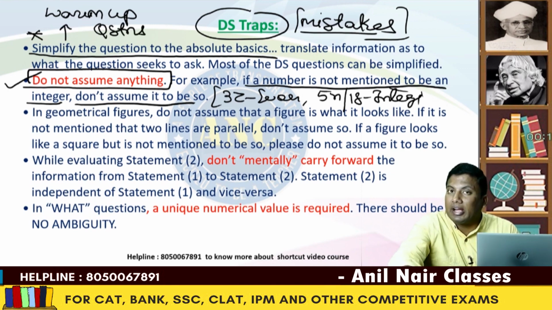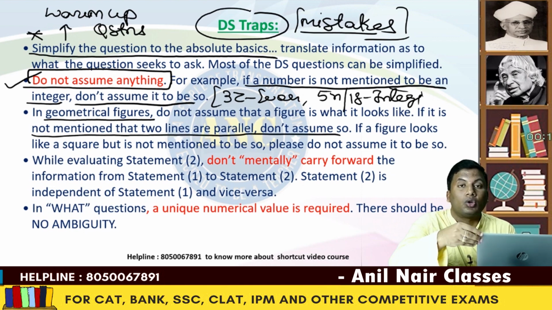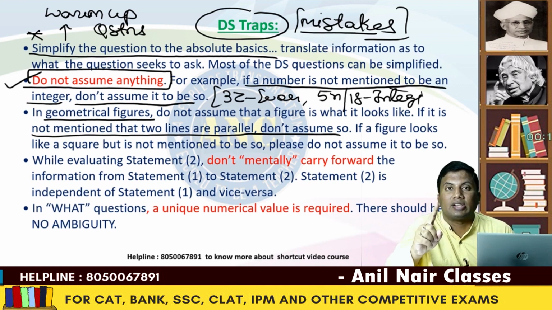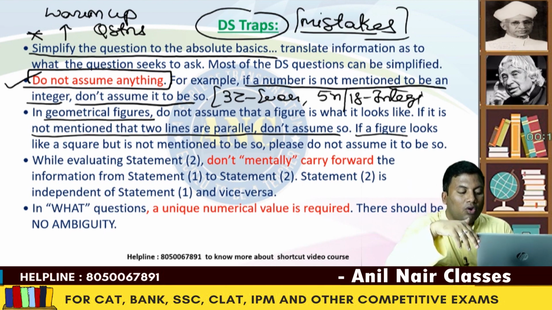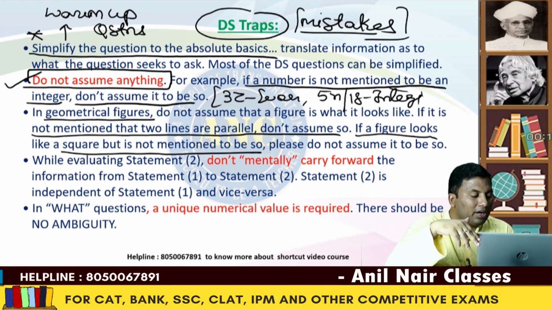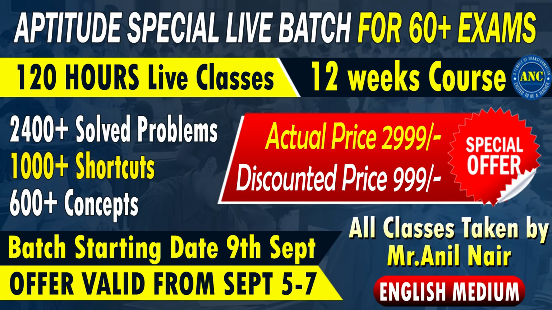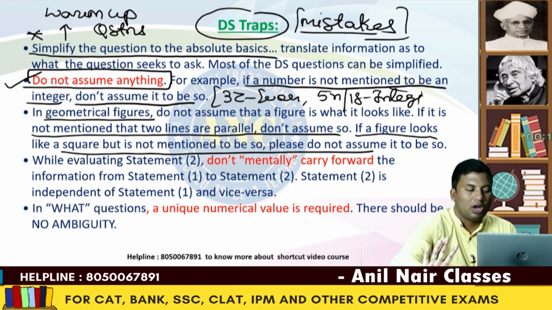Even in geometrical figures, assumption is not allowed. In geometrical figures, if two lines are not parallel, please do not assume it to be parallel. Even though they look like parallel lines, if it is not mentioned that they are parallel lines, you are not expected to carry that. If a figure looks like a square, but it is not mentioned that it is a square, you will not take it as a square. No assumption in number system, arithmetic, algebra, geometry and modern maths. Are you all with me?